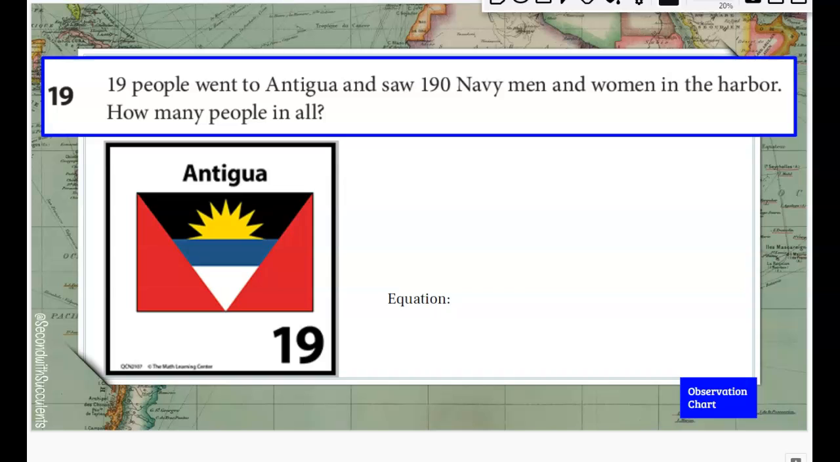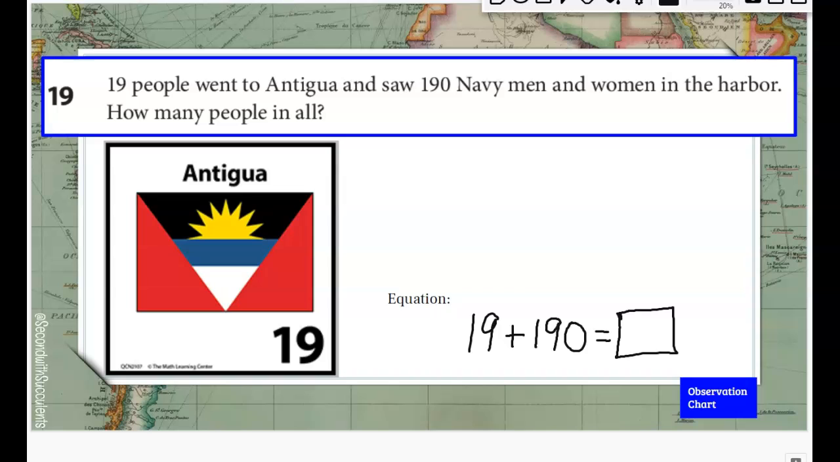19 people went to Antigua and saw 190 Navy men and women in the harbor. How many people in all? Write your equation. Remember to use an empty box to show where the answer should be. Show a connection if your equation looked like this. We know that 19 people went to Antigua. We know that they saw 190 Navy men and women. What we don't know is how many people there were in all.